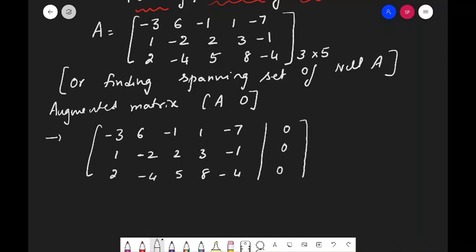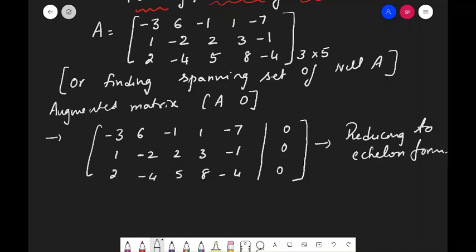Why? Because you will get linear equations which are homogeneous. All that we are not discussing, we are giving the procedure. Now we have to reduce this to echelon form. So reduce it into echelon form.